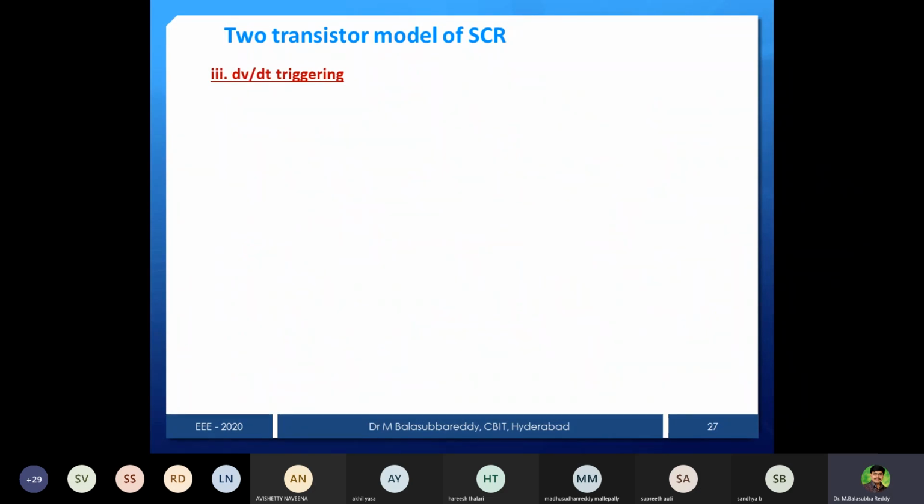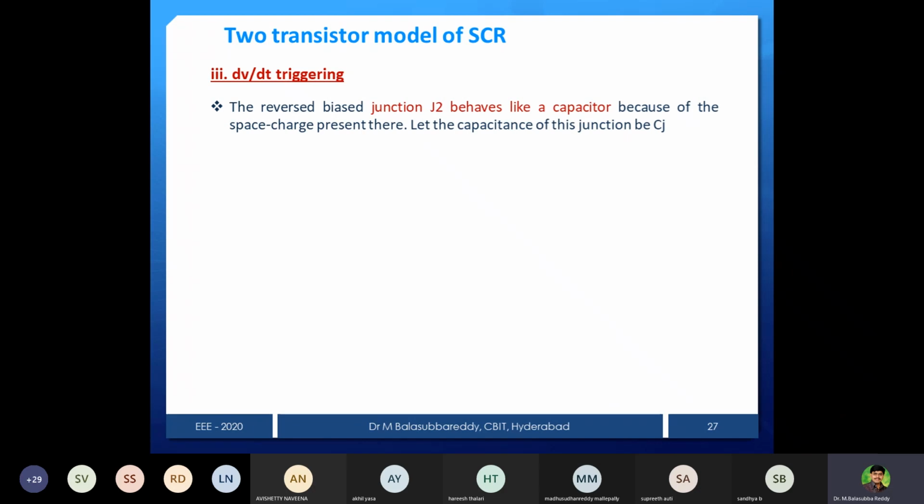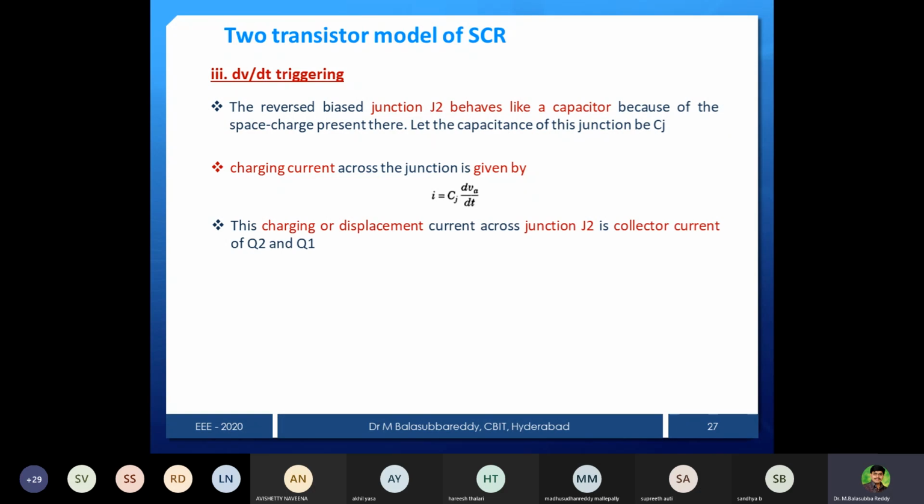Once the voltage applied across it is higher, the junction J2 will act as a capacitance. Once the voltage is given suddenly from the off state instant, the rate of change of voltage will increase, and then junction J2 is going to break down. That is the same as current I equals Cj into dV by dt, where Cj is constant and dV by dt is proportional to the current.